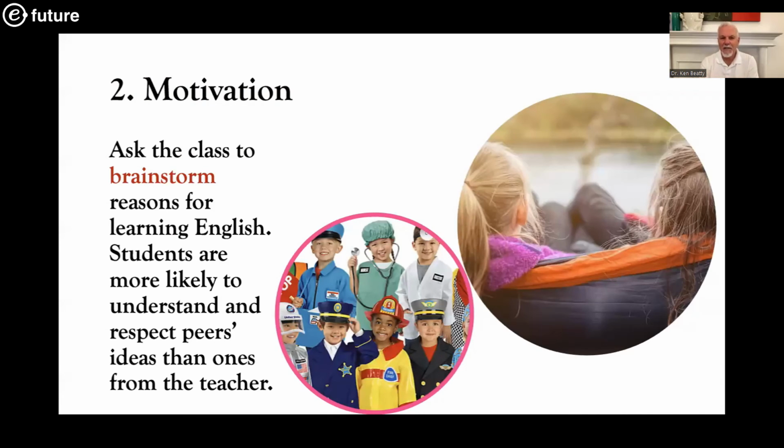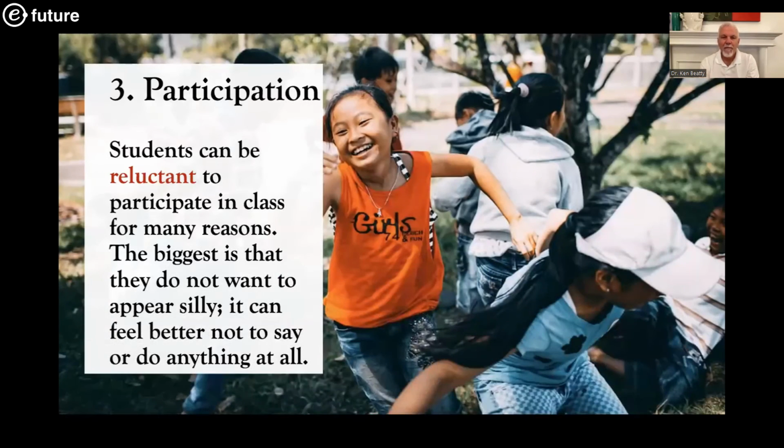Instead, ask the class to brainstorm reasons for learning English. Students are more likely to understand and respect their peers' ideas than ones from the teachers, and they might actually draw on their parents and relatives, say, "Oh, my mom is a police officer and she uses English," or "My father is a doctor and he uses English," right? And then that becomes more realistic for them.